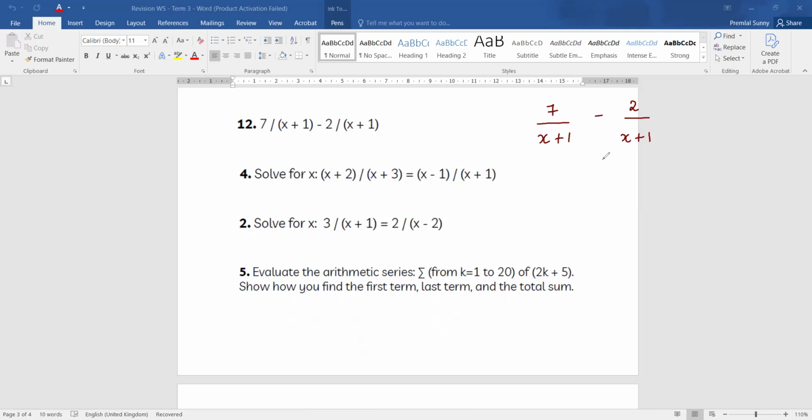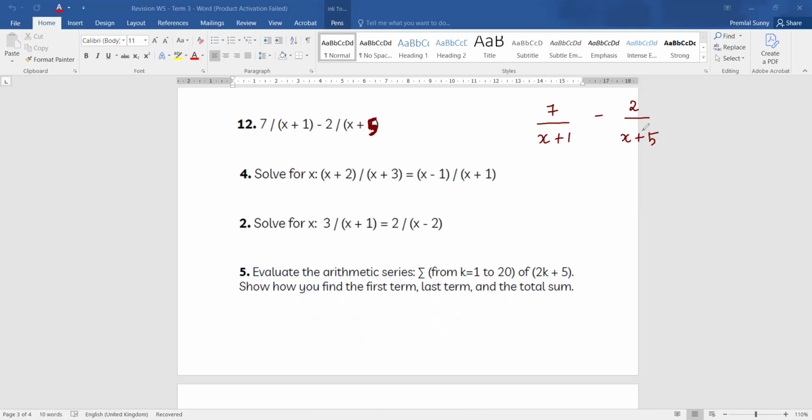Now, let me just show this. Let me just rewrite this question. Suppose it was not the same denominator. Let me just take x plus 5. I'm just changing this because we already did one question with the same denominator. Suppose we have a different denominator.